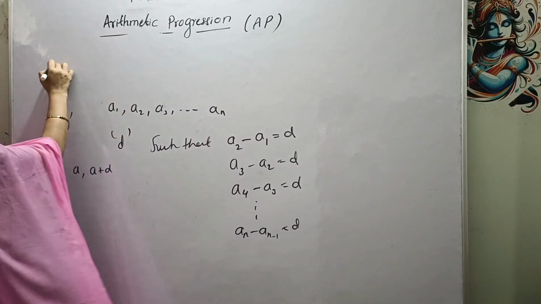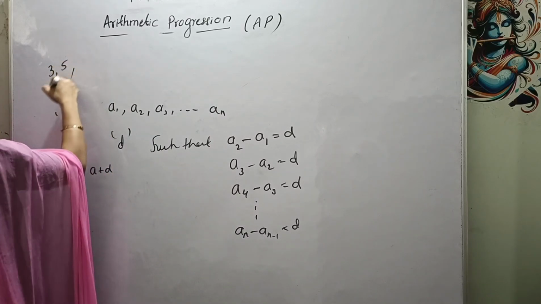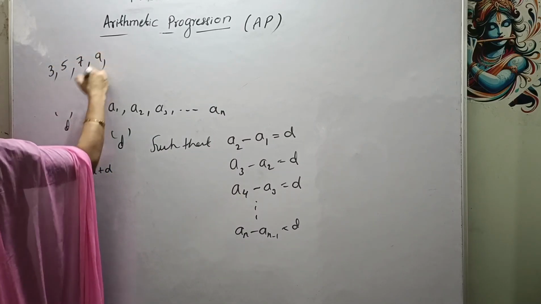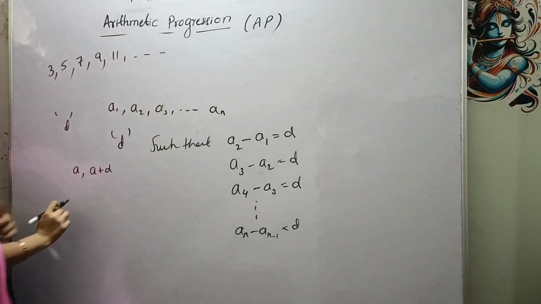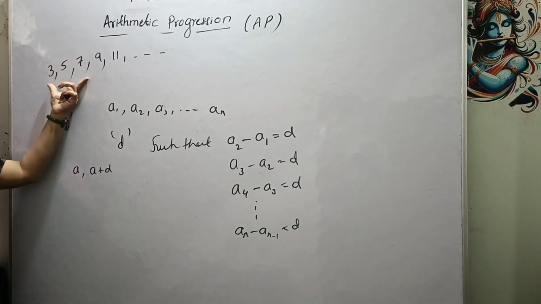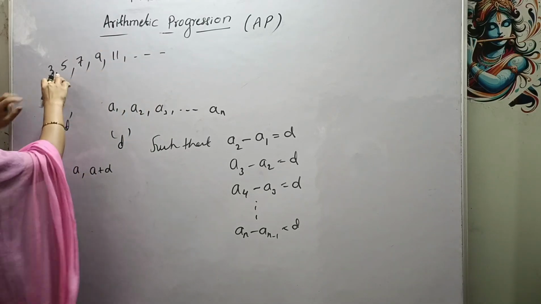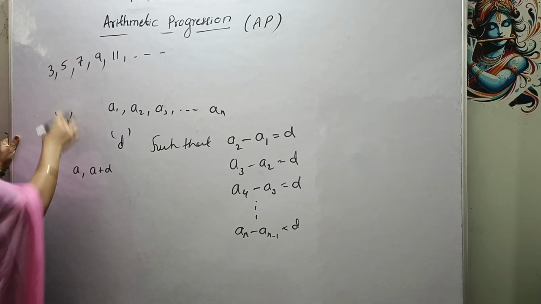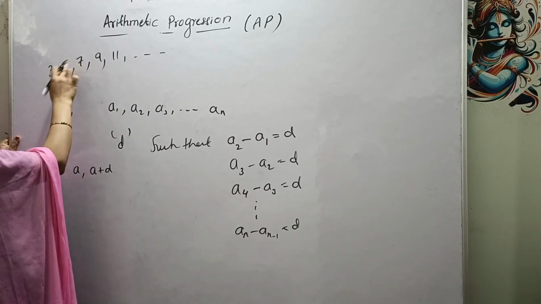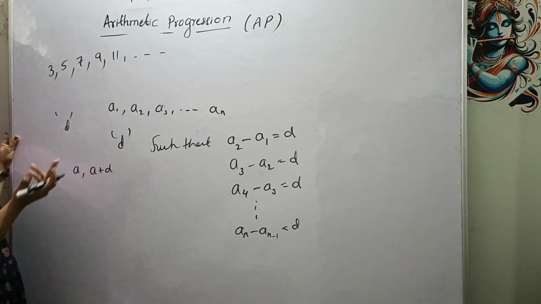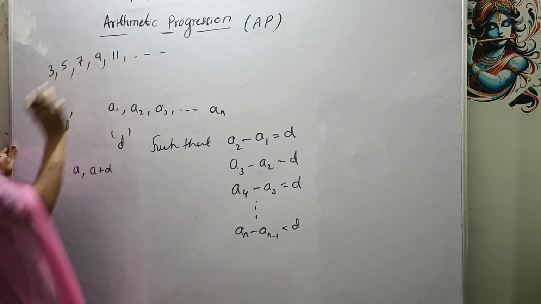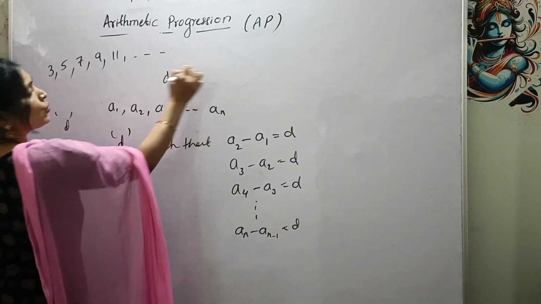See for example, 3, 5, 7, 9, 11, etc. Okay. So it is a progression, right? A sequence. And here what is the difference? 2. 5 minus 3, 2. 7 minus 5, 2. 9 minus 7, 2. Right? So here the difference is 2. That is, d is equal to 2.